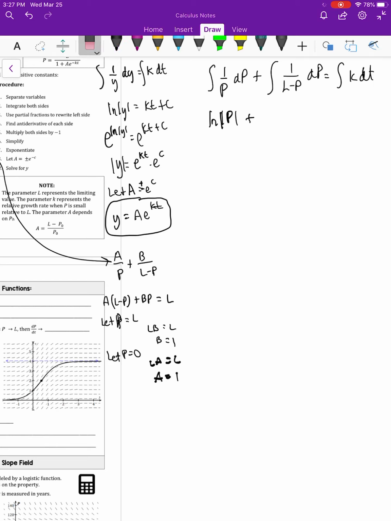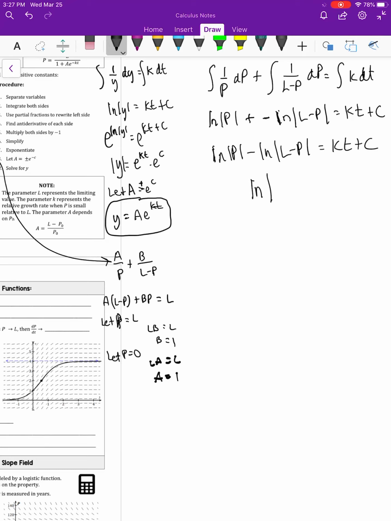Now, notice that when I integrate, the first one's easy, ln of the absolute value of p. The second one, though, notice that if you take the derivative with respect to p, it's -1. So this is going to become negative ln absolute value of L minus p. And this becomes kt plus c. So I put plus or minus, but it's really just going to be minus. So we've got our ln absolute value of p minus ln absolute value of L minus p equals kt plus c.